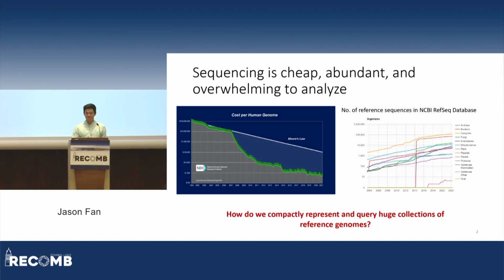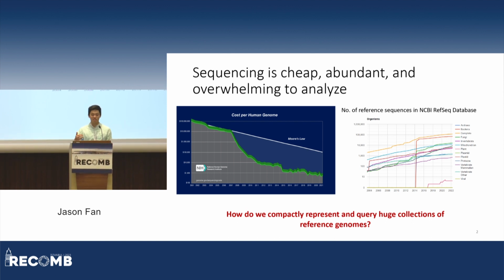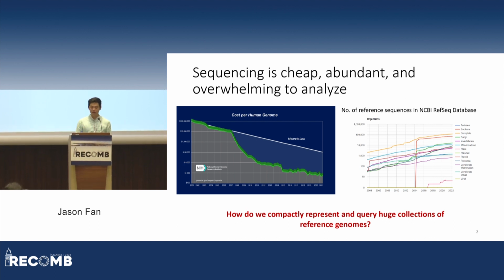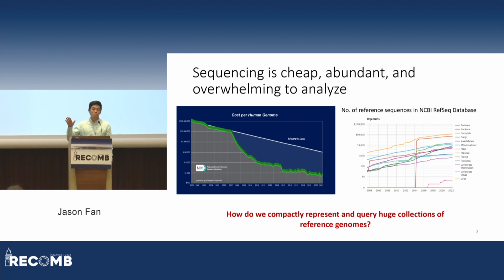Today I'll be talking about how we index what we call spectrum-preserving tilings. Thanks to the very great keynote earlier today, we know that sequencing is cheap, abundant, and to many of us, overwhelming to analyze. The cost per human genome has decreased at a sub-Moore's law rate, and if we look at the NCBI RefSeq database, the number of reference sequences has also grown exponentially. For many of us here, we're trying to answer the question: how can we compactly represent and query these large collections of reference genomes?